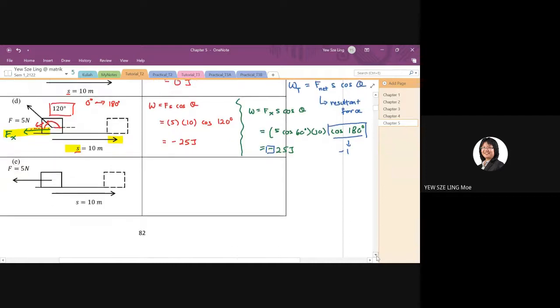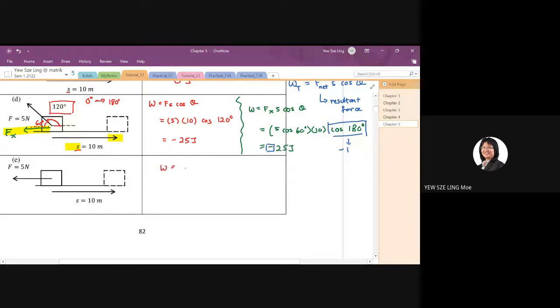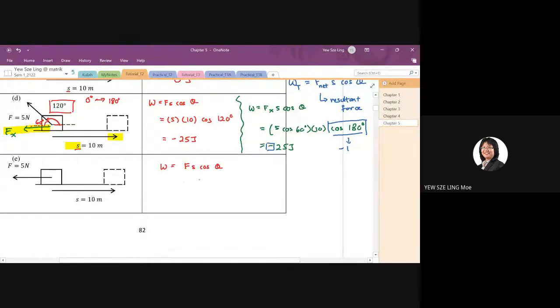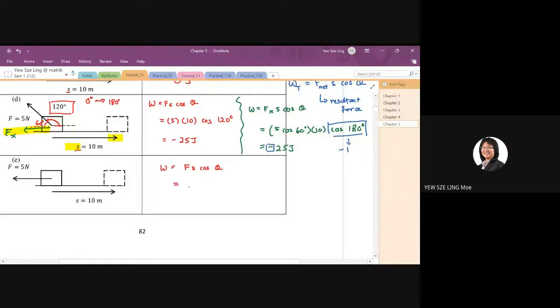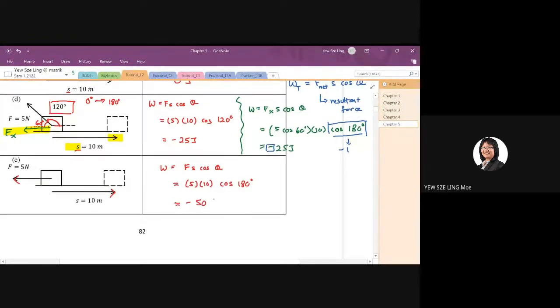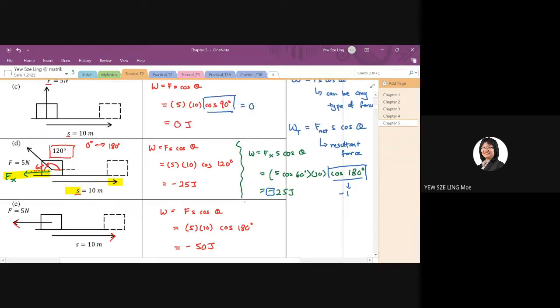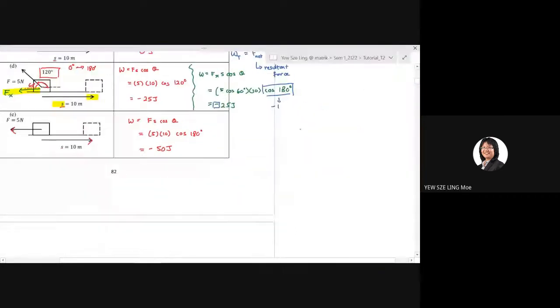Now let's look at the fifth question. This is very simple. W equals Fs cos theta, which equals 5 times 10. Now you look at the diagram. They are pointing in opposite directions, one going to the left, one going to the right. So straight away, cos 180 degrees. Therefore, it is equal to negative 50 joules. So this is how you solve these 5 questions. This is how you calculate work done according to its component.